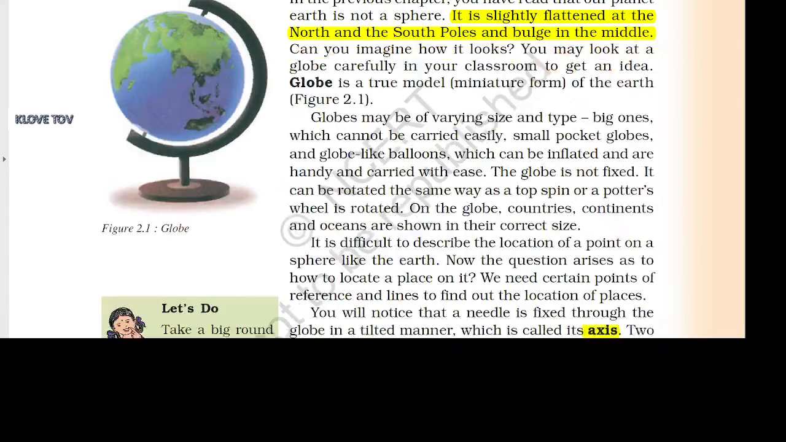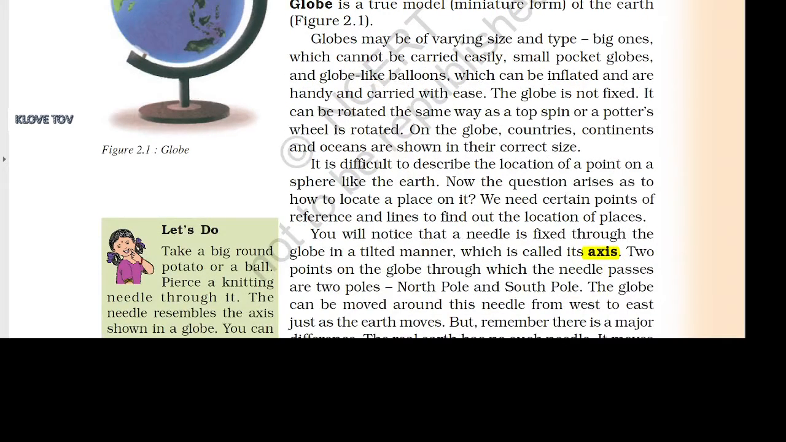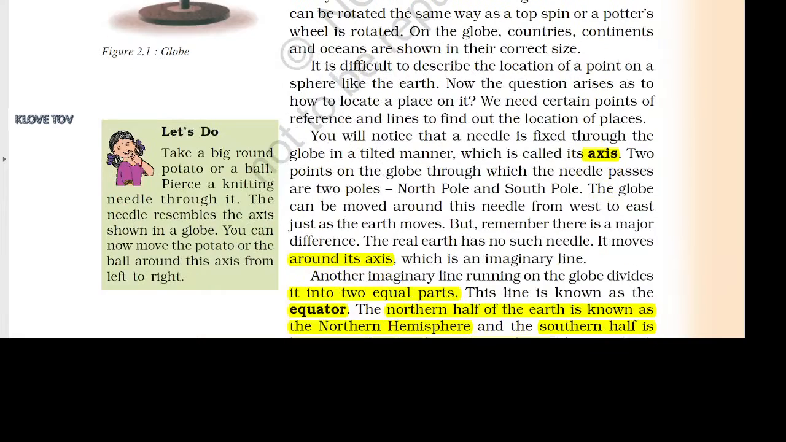Figure 2.1. Globes may be of varying size and type: big ones which cannot be carried easily, small pocket globes, and globe-like balloons which can be inflated and are handy and carried with ease. The globe is not fixed. It can be rotated the same way as a top spin or a potter's wheel is rotated. On the globe, countries, continents, and oceans are shown in their correct size.